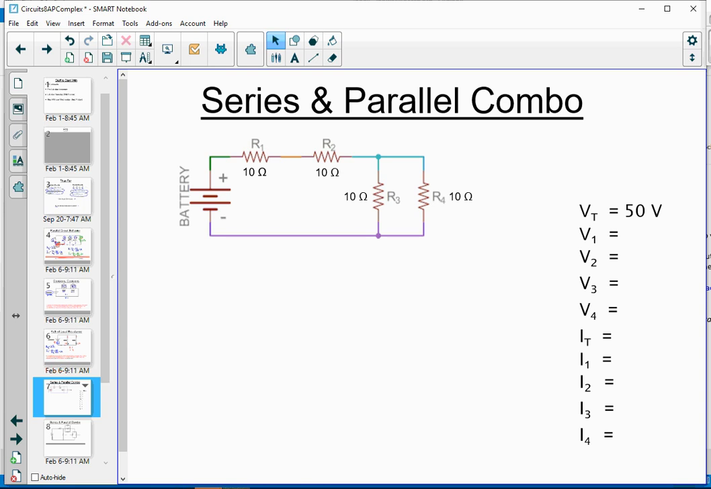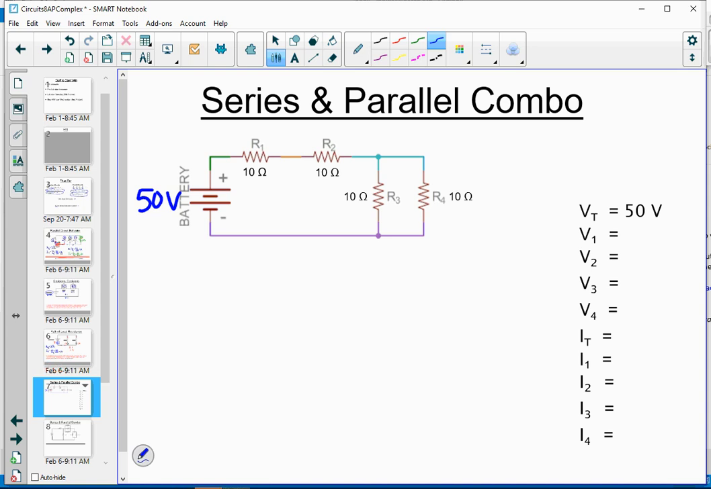Now, let's try taking a look at our first series parallel combination. Notice we have 2 resistors, 10 ohm resistors in series, and the end of the circuit has resistor 4 and resistor 3 in parallel, which makes it a series parallel combination. The goal is to solve for all the variables noted out on the right. We have a 50-volt battery connected to these identical 10 ohm resistors.